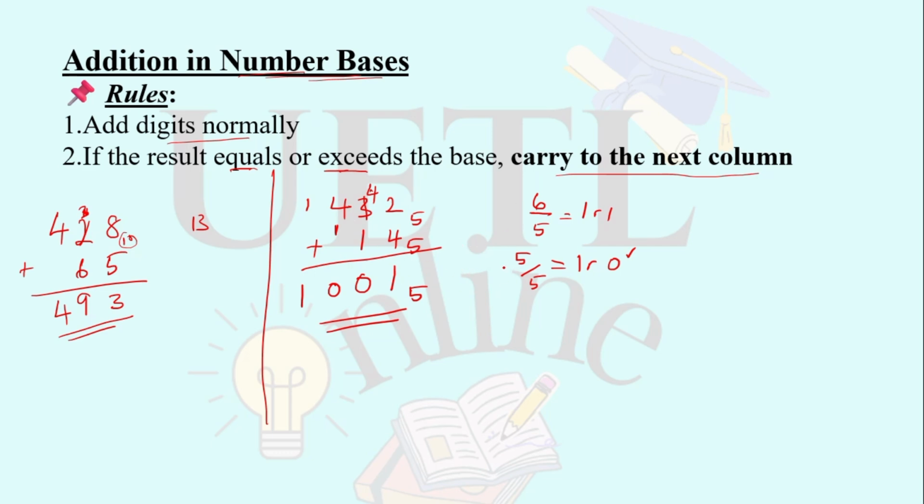Let's try this one on your own. Try adding 1, 1, 0, and 1, 1. All these numbers are in base 2. Let's say this is question A. Try it in the comments and I will check if you are being good at doing it.